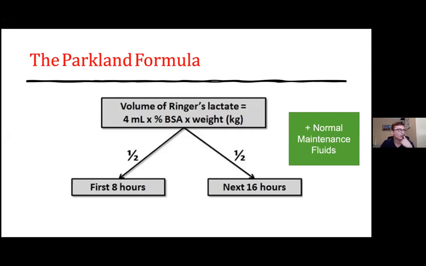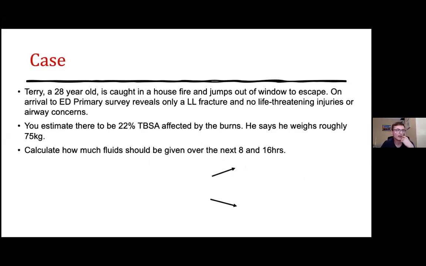Cool, so we're going to use a quick case just to go through that. So Terry, a 28-year-old man, is caught in a house fire and jumps out of the window to escape. On arrival to the ED, primary survey reveals only a lower limb fracture, no life-threatening injuries or any airway concerns. You expect there to be 22% of the total body surface area affected by the burns. And you ask him how much he weighs, and he said he weighed himself last week and he was about 75 kilos, which is very handy.